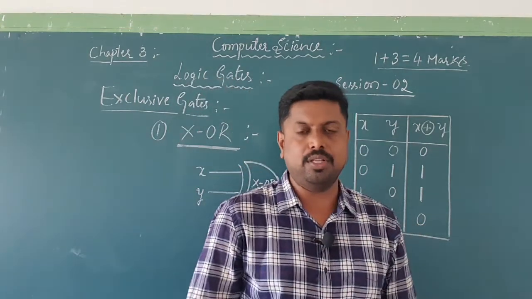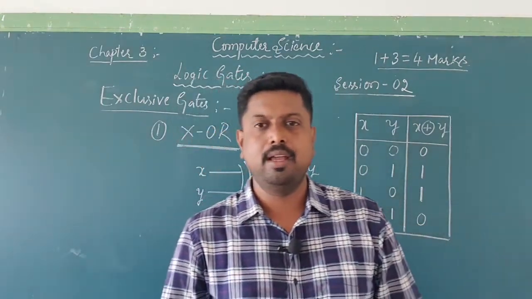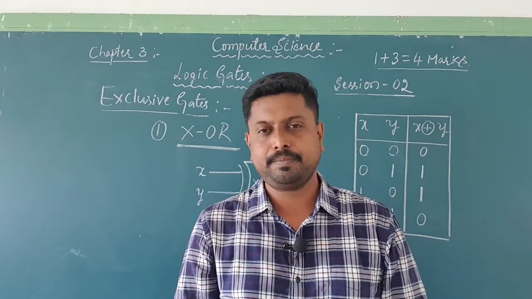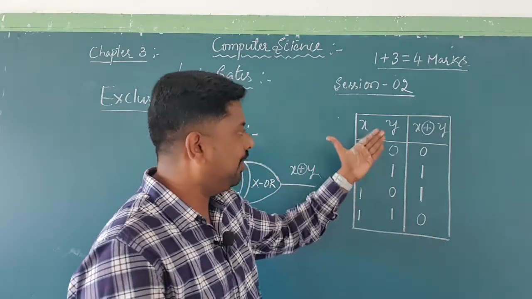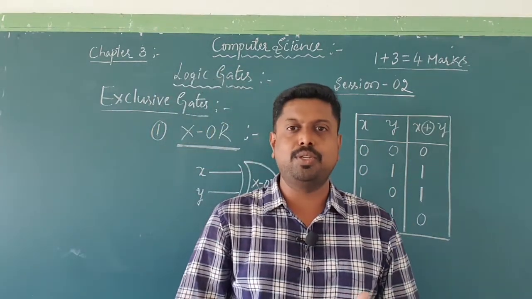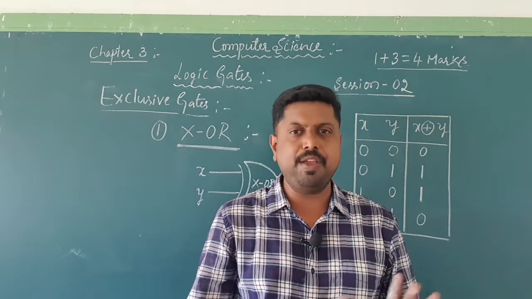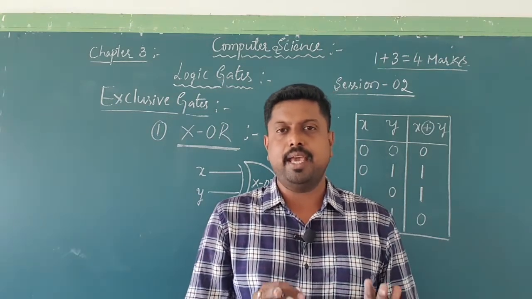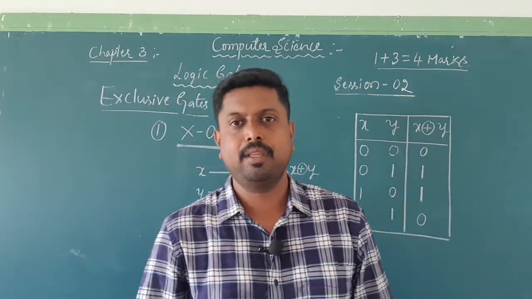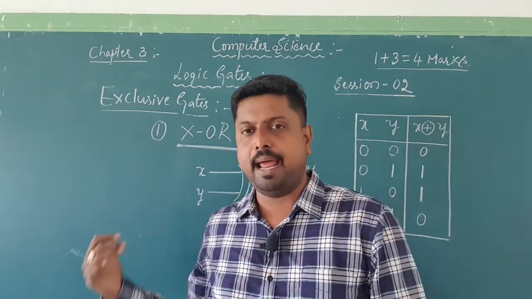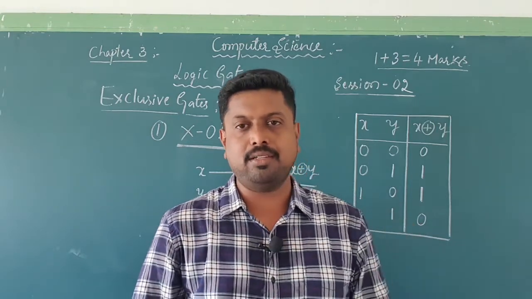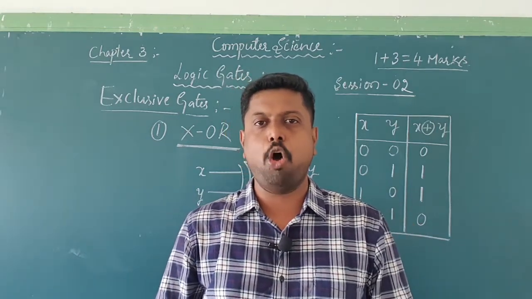Then I come to the next exclusive gate, that is the exclusive NOR gate. So you know the exclusive OR gate. Now if you come to the exclusive NOR gate, simply we say that the exclusive NOR gate is the complement of the XOR gate. I will show you with the diagram and truth table how it is the complement of XOR. So the next concept is the exclusive NOR gate.